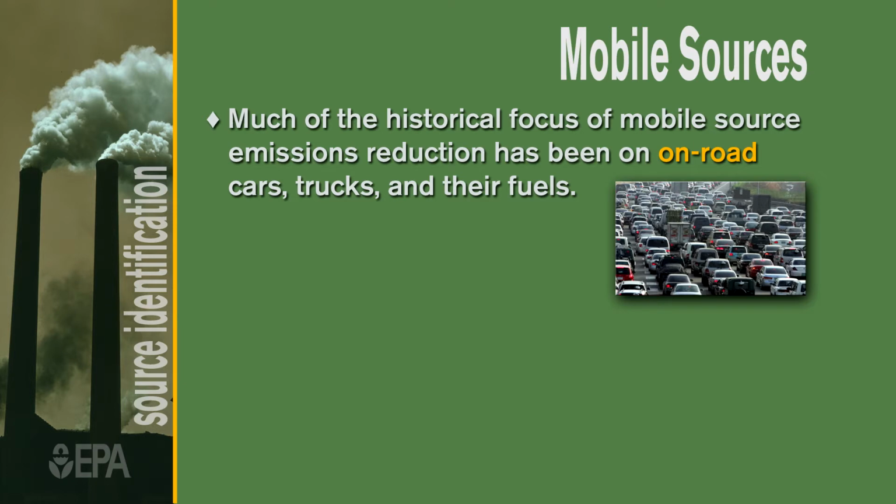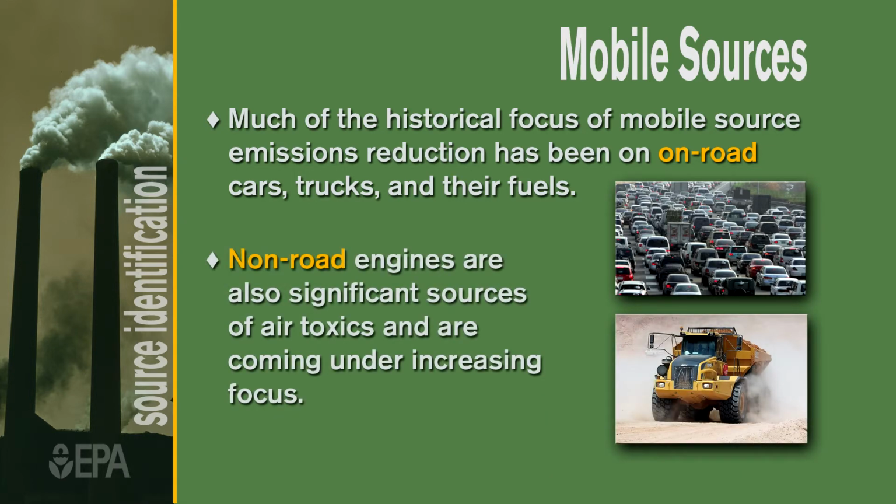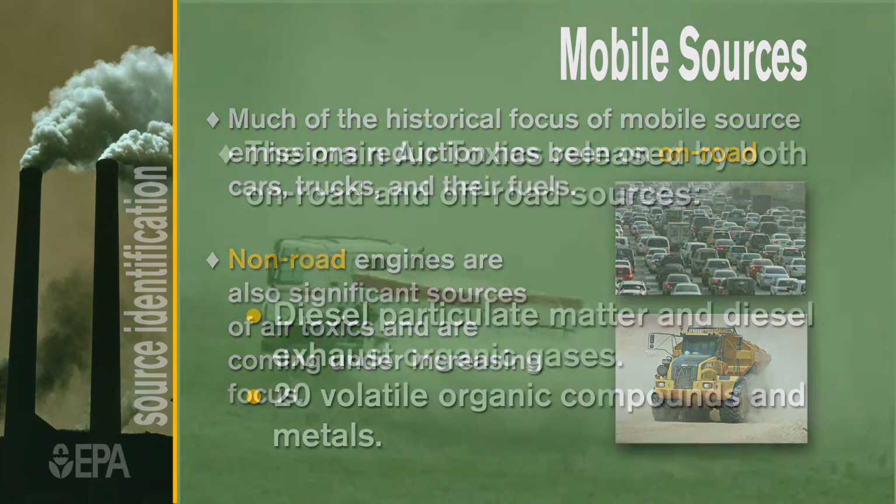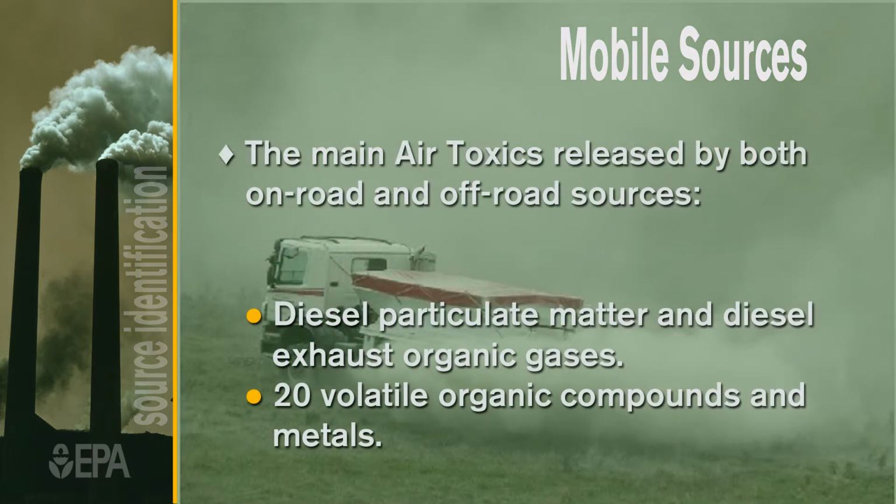Mobile sources include both on-road and non-road mobile sources. Most of our mobile sources regulations have focused on on-road cars, trucks, and their fuels. Non-road engines and other non-road sources are also significant sources of air toxics, and we have regulated these sources as well. The main types of pollutants that we've regulated include diesel particulate matter, and we have regulated 20 volatile organic compounds and metal HAPs, or air toxics.